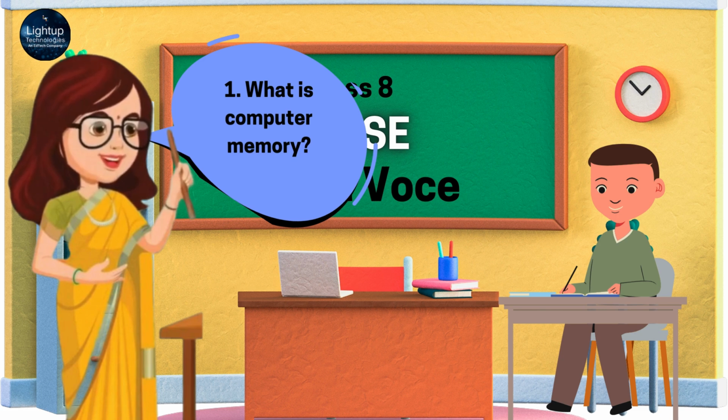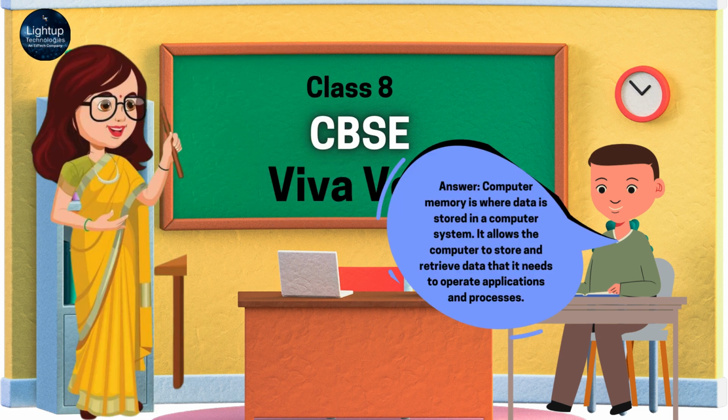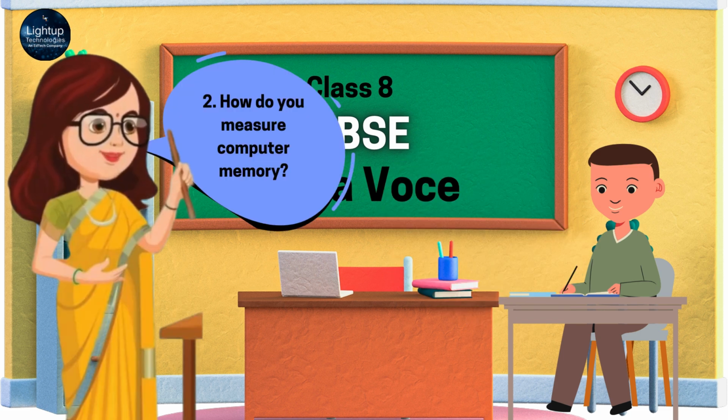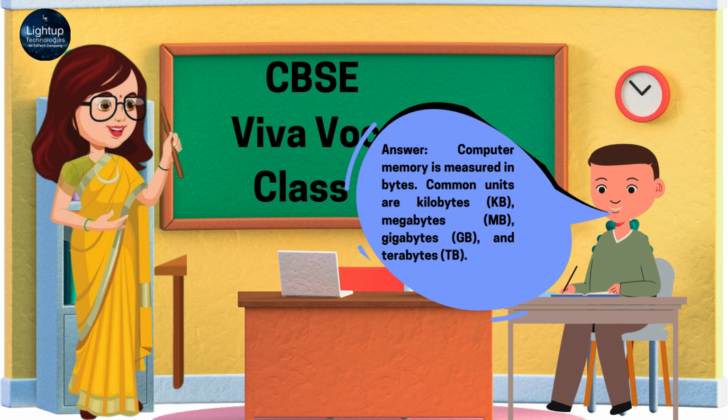What is computer memory? Computer memory is where data is stored in a computer system. It allows the computer to store and retrieve data that it needs to operate applications and processes. How do you measure computer memory? Computer memory is measured in bytes. Common units are kilobytes (KB), megabytes (MB), gigabytes (GB), and terabytes (TB).